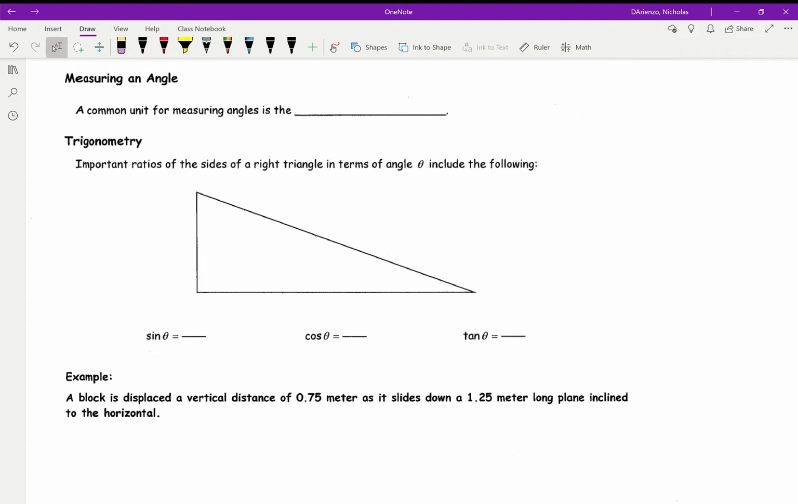So, measuring angles. The common unit for measuring angles, hopefully everybody knows this, is the degree, measured with that small little circle on top. And a degree is actually 1/90th of a right angle. And we're going to use these devices. I'll try and draw one here.